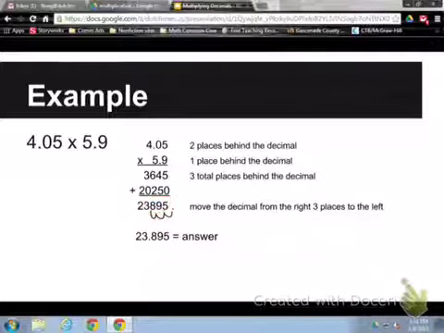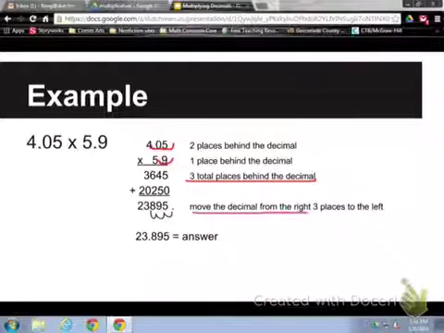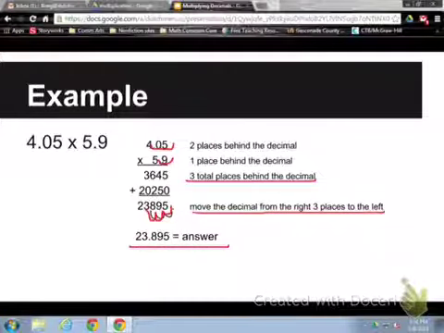Okay? So now is where we worry about the decimals. If I look in my problem, I have 2 decimal places here and 1 decimal place here. 2 plus 1 is a total of 3 places behind the decimal. So I am now going to move the decimal from the right 3 places to the left. So 1, 2, 3. My decimal point would go behind the 3, which makes my answer 23 and 895 thousandths.